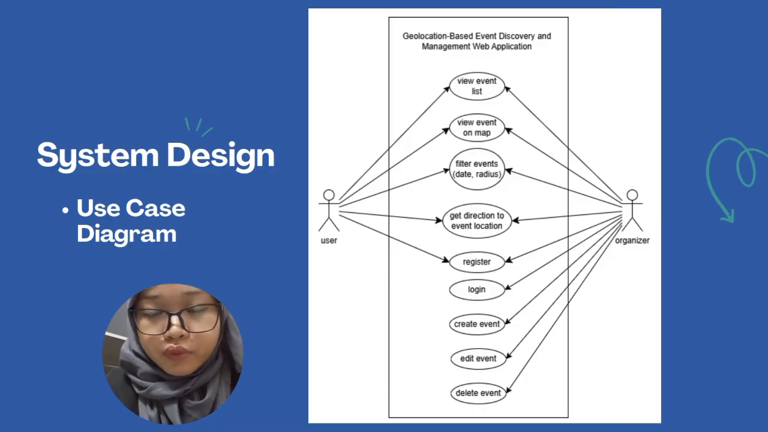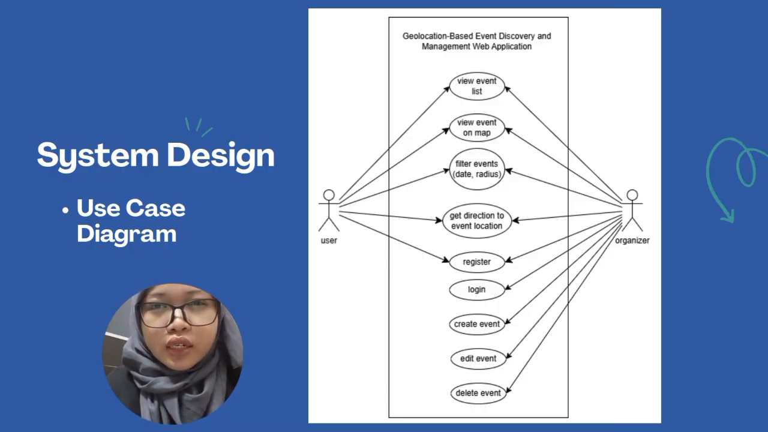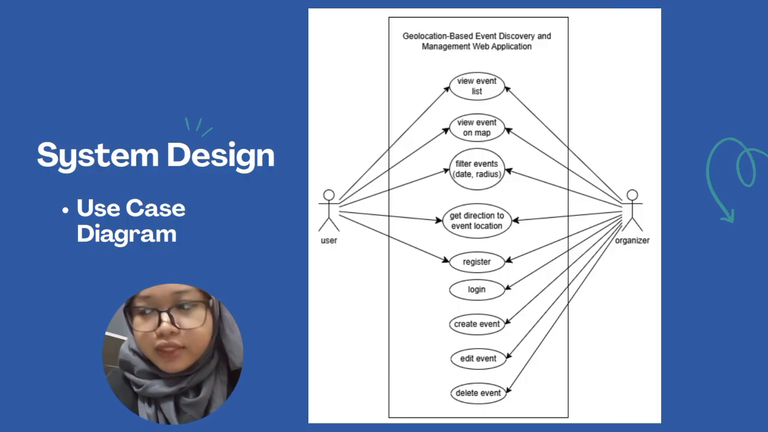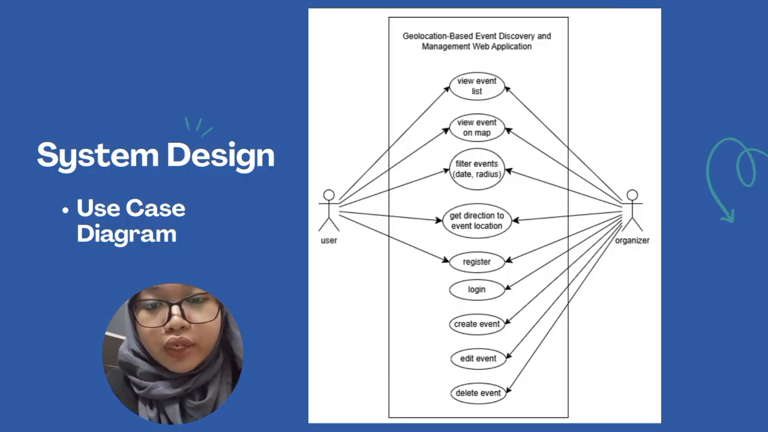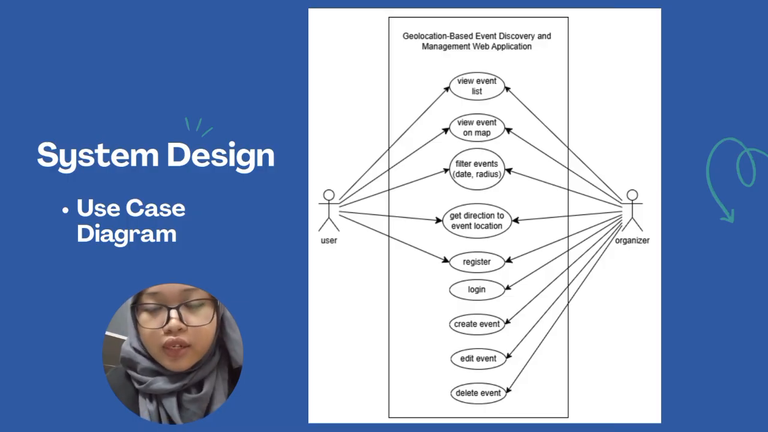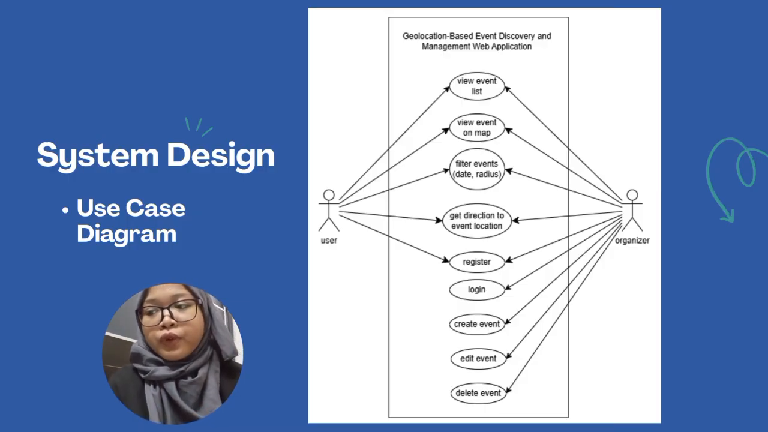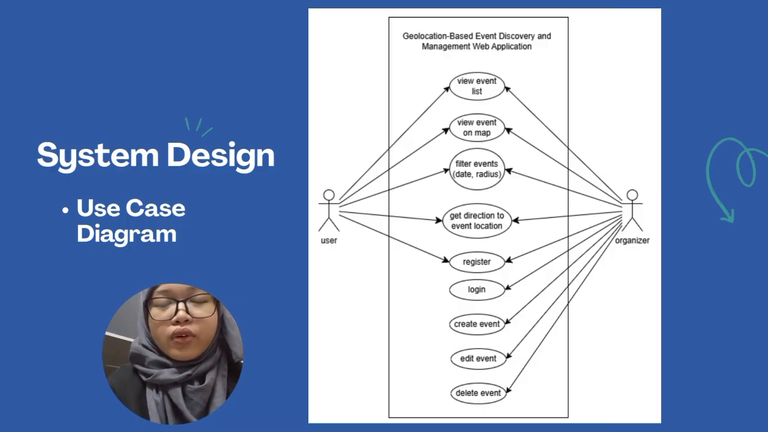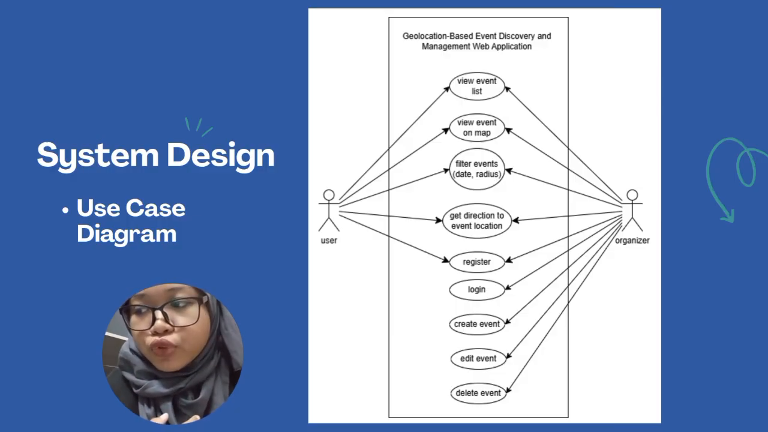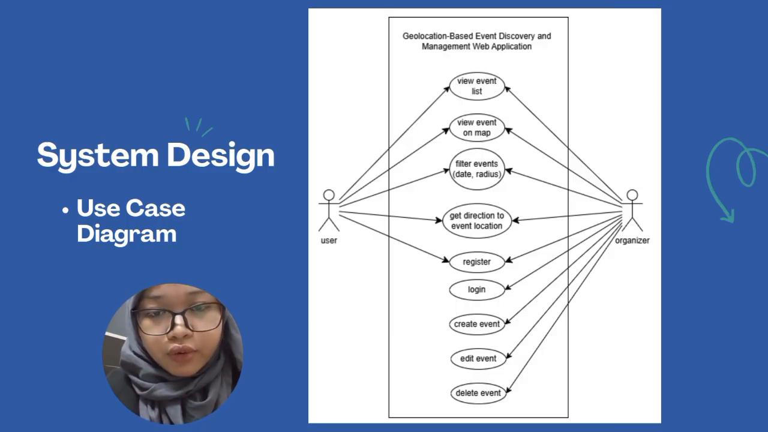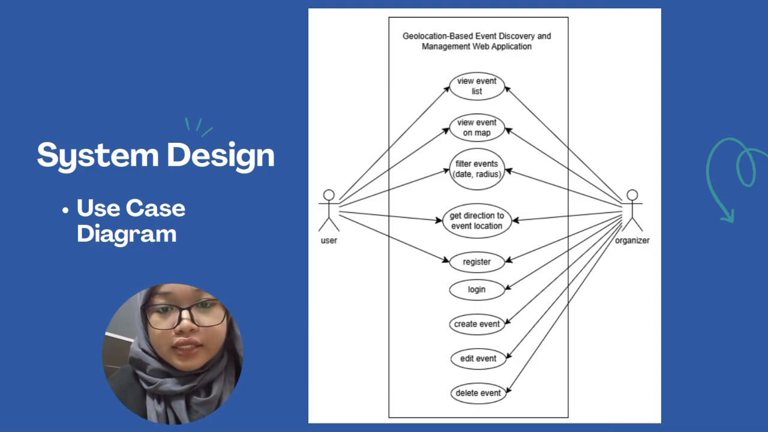So all these features are done in the homepage and register page, but the organizer has their own access to the organizer dashboard. Organizers can log in to their account. They can also create their event online. They can edit their listing and they can delete their listing also.